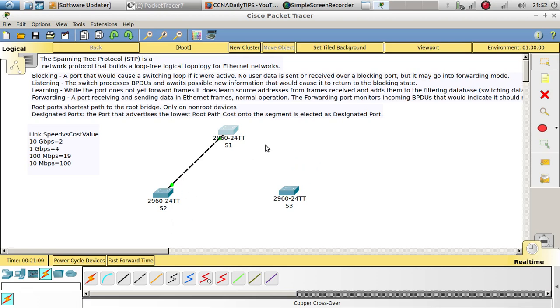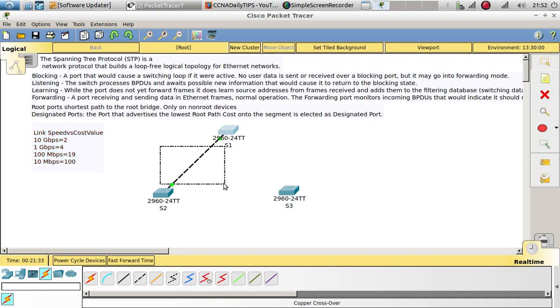The root port to the root bridge, which is this one right here. And it does this by the link speed and cost value. So if we have about a 100 megabit per second link, the cost for that is going to be 19. But if we have another link right here and another link right here, the cost is going to be 38 instead of just being 19.